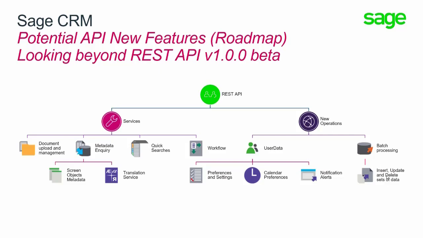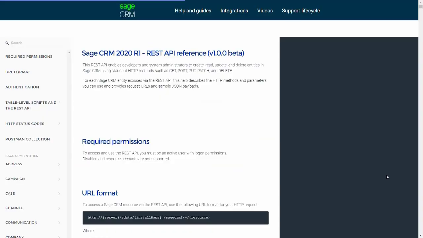What about new mechanisms for interacting with user information for preferences and settings, for calendars, for notifications and alerts, and to do more heavy duty jobs like batch processing for data insert, update and delete. So all this is coming within the APIs, and we are though moving. What that means is that we're working with a moving target. So Sage CRM, the REST API is not static.